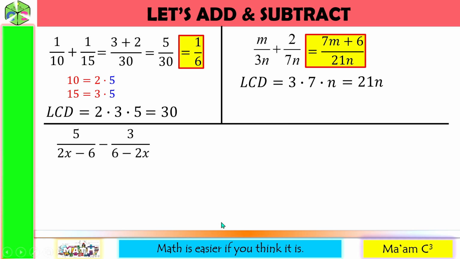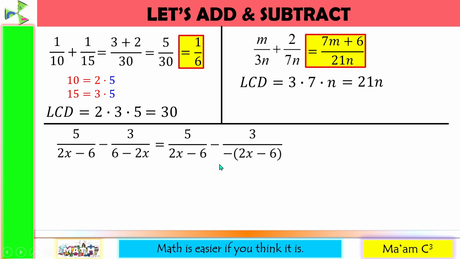Let's have another one. We have here 5 over 2x minus 6 minus 3 over 6 minus 2x. Notice our denominators. We have here 2x minus 6, and this one is 6 minus 2x. So we can do something to make this look the same. So I'll copy first this one, and then in here I will factor out the negative. So by factoring out the negative, this will become negative of quantity 2x minus 6. Quick check. Negative times 2x is negative 2x. Negative times negative 6 is positive 6.